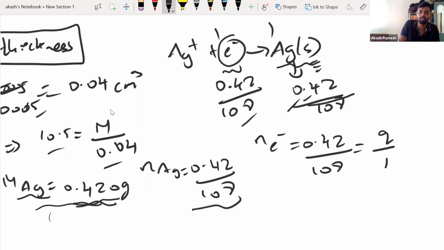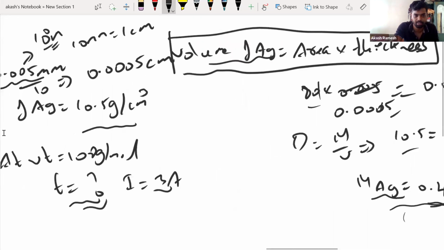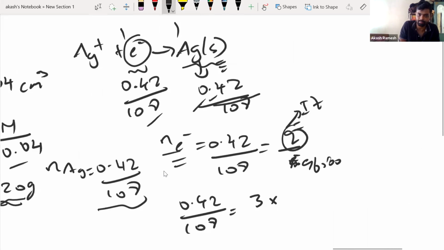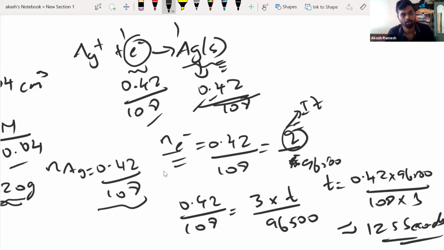And again, I know the formula. Q divided by F is the formula for number of moles of electron. Given charge divided by 96,500, as 1F is 96,500. So what is this Q? Q is nothing but I into T. So I can write it like this: 0.42 divided by 108 is equal to I, which is 3 amperes, into T, which we don't know, divided by 96,500. If you want to find T, it would be 0.42 into 96,500 divided by 108 into 3. So you will get the approximate answer as 125 seconds. That would have been the answer to this question.